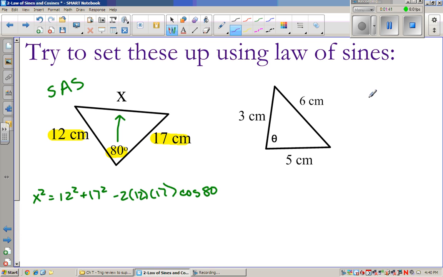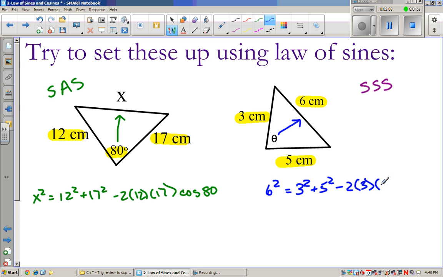In this next one, we have a side, side, side situation. We are given 3 sides, and we're asked to find the angle. Now in this case, we should notice that theta is opposite side 6. So when we set it up, we are going to say 6 squared equals 3 squared plus 5 squared minus 2 times 3 times 5 cosine theta. And that's going to allow us to solve for theta. So it matters where the 6 is. The 3 and 5, it doesn't matter.